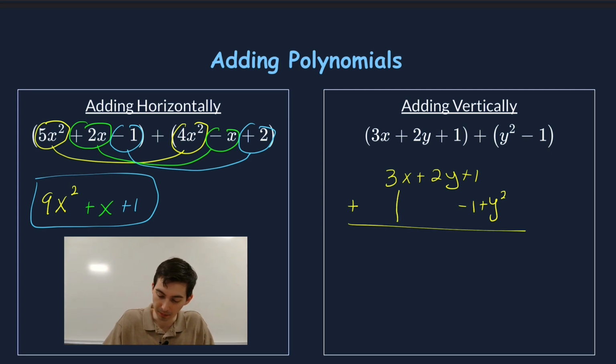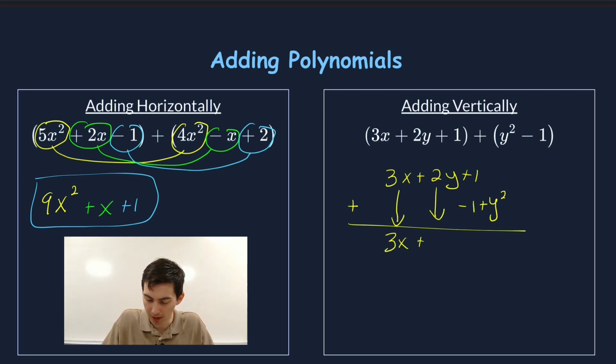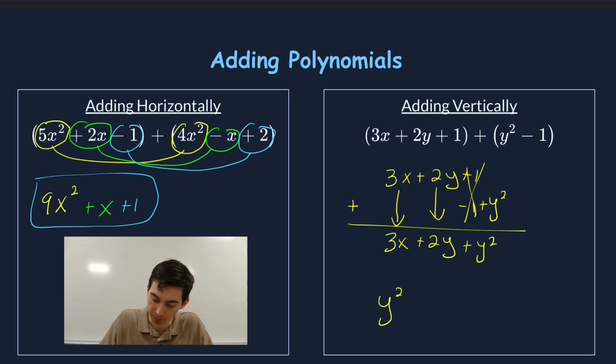So when I add these up, I'm going to say 3x, bring that down. 2y, I'm going to bring that down. And now this positive 1 minus 1, those are going to cancel out. And then I'm just left with this y squared. So my simplified polynomial is y squared plus 2y plus 3x.